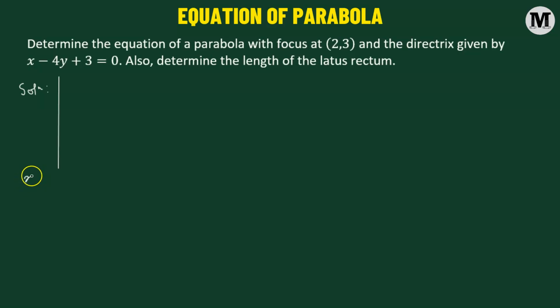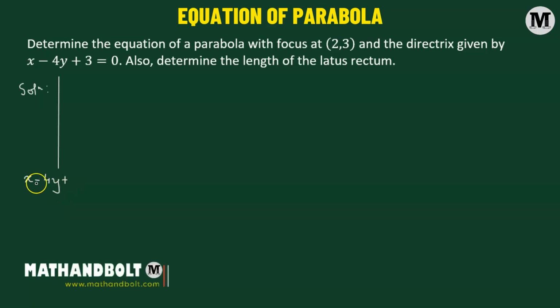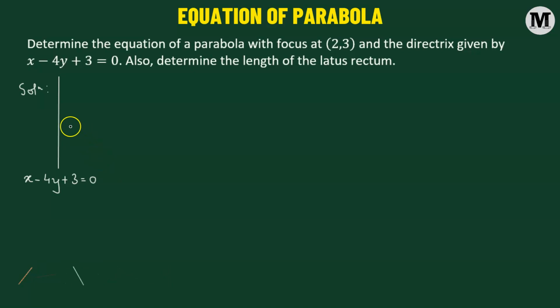Now let's suppose that this line represents the directrix of the parabola with equation x minus 4y plus 3 equals 0. Now we're going to consider another line which is perpendicular to the directrix line. This line is chosen in a very special way, such that our focus having the coordinates (2, 3) lies on this line. Then by definition, this line is referred to as the axis of symmetry of the parabola.